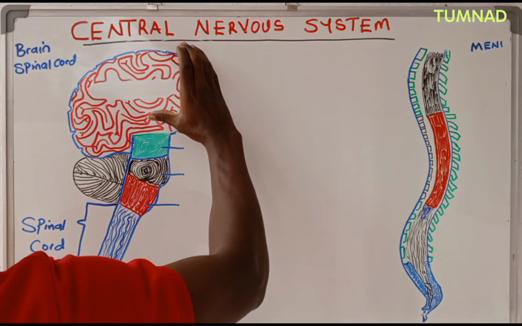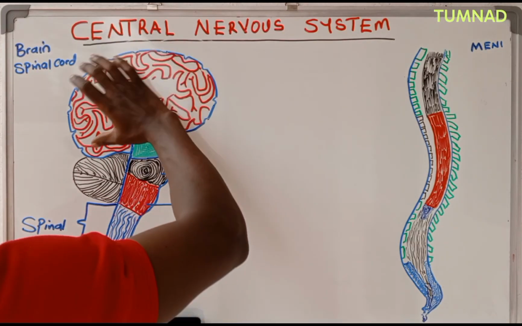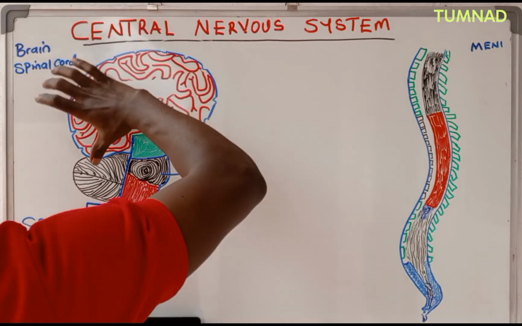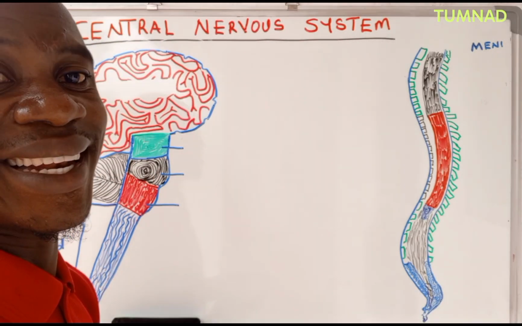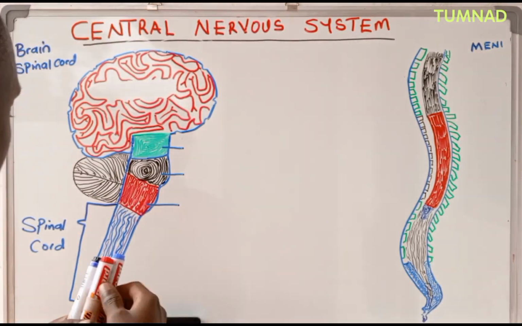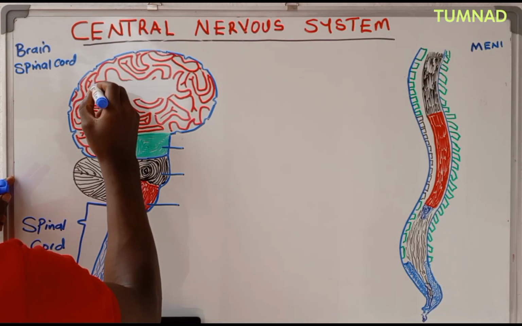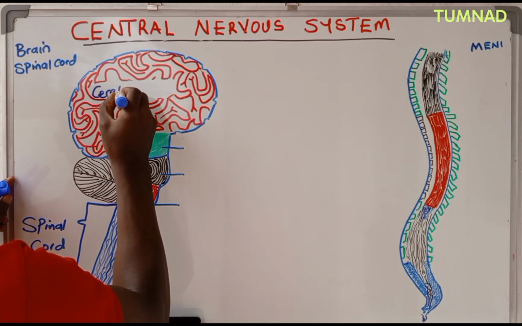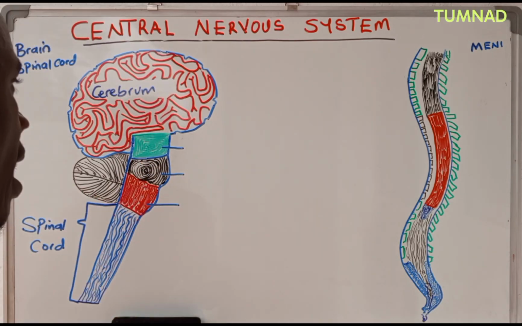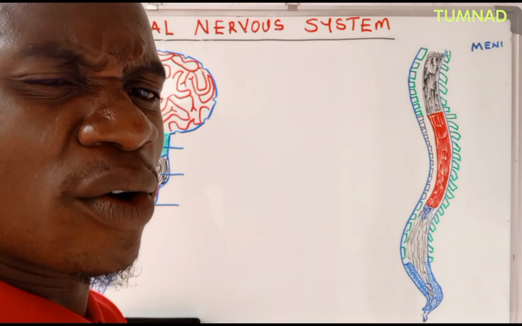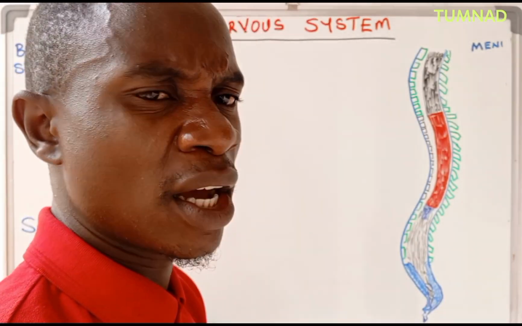So now when you see this gray matter, these structures up here, this part of the brain is what we call the cerebrum. And of course, the cerebrum is the biggest or the largest part of the brain.